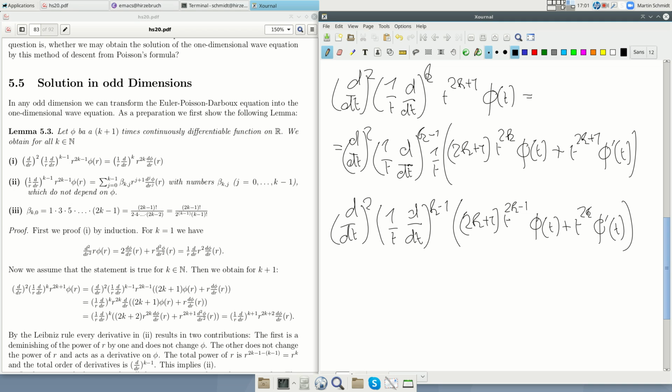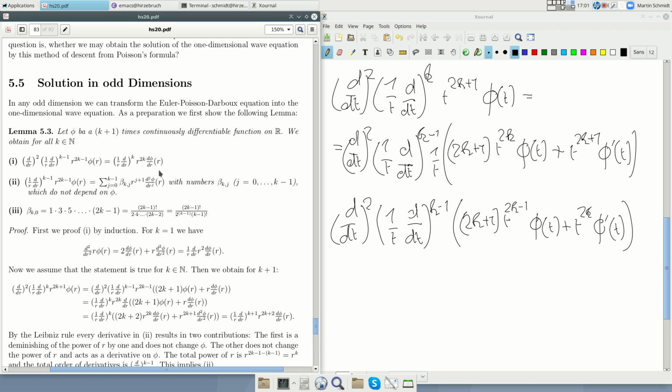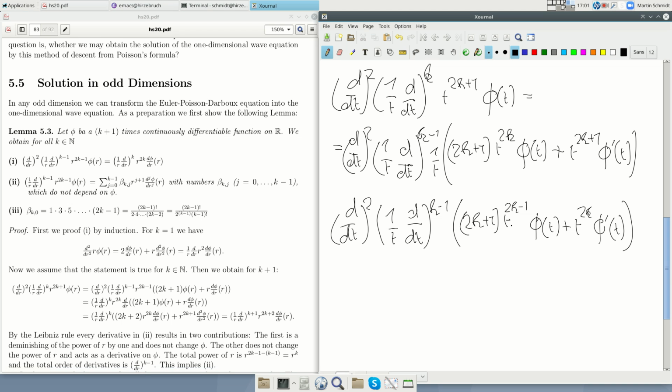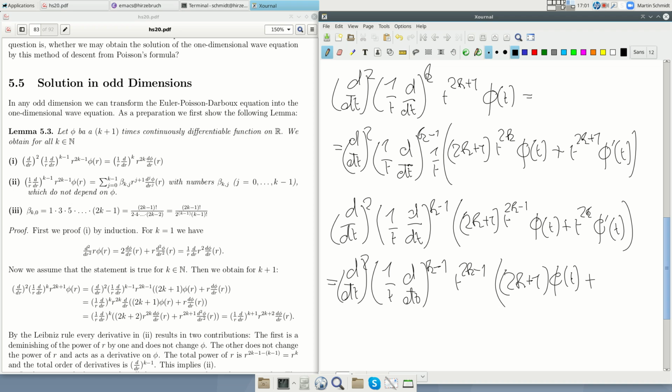Okay, and now we can apply this formula. Yeah, so now we want to apply this formula. In order to apply this formula, we need this factor in front. So let's put this factor in front: 1 over r d by dr to the power k minus 1, r to the power 2k, and then we have (2k plus 1) times phi of r plus, here we have one more r, r times phi prime of r.